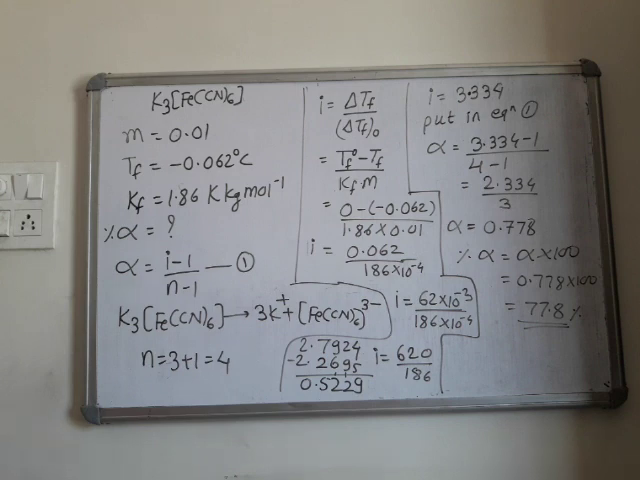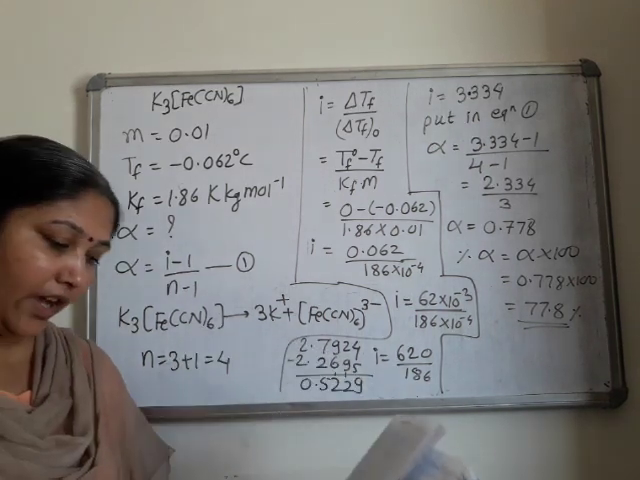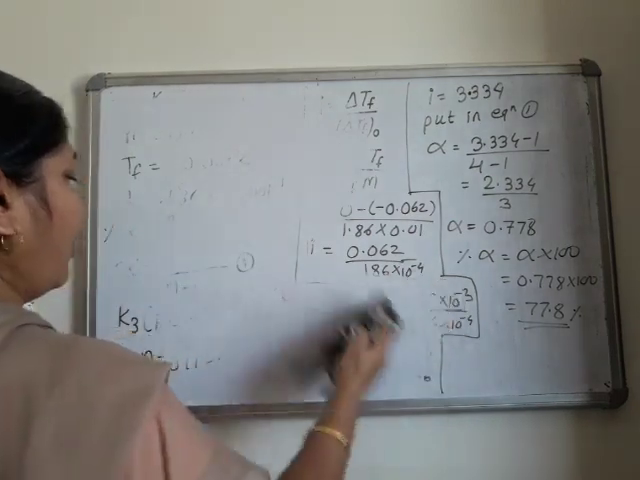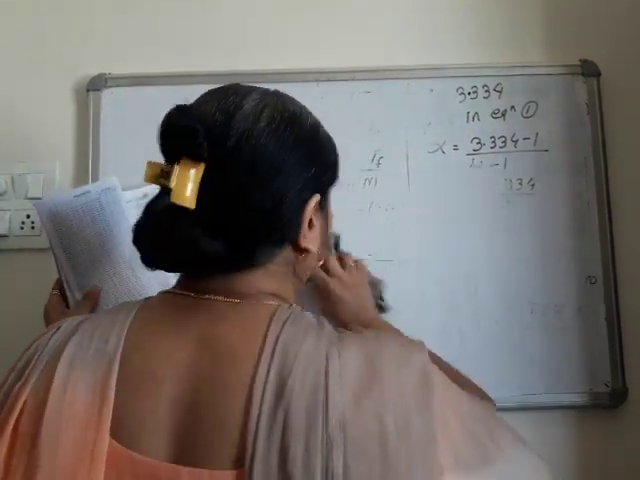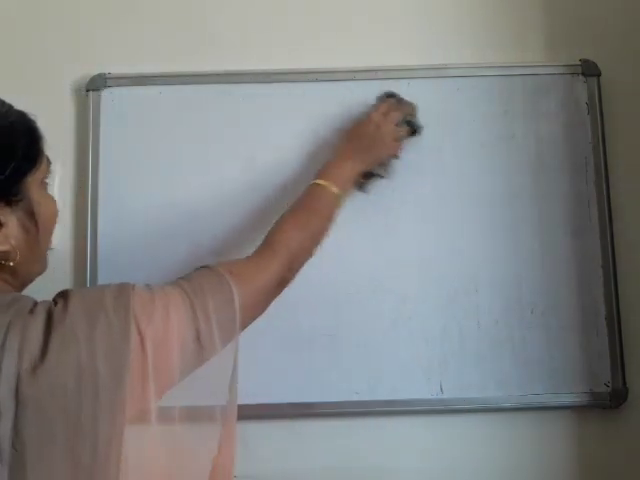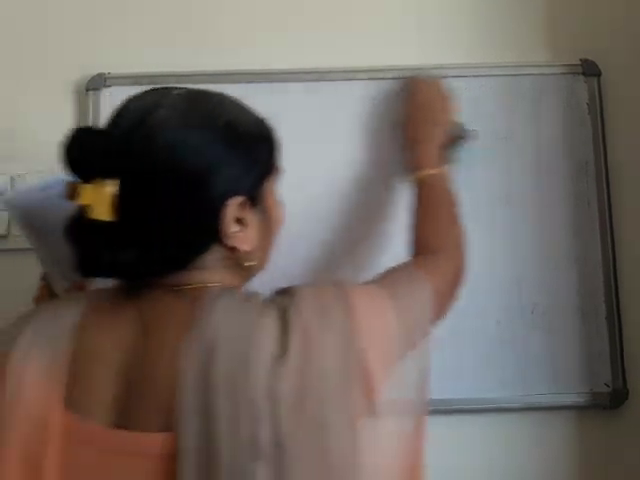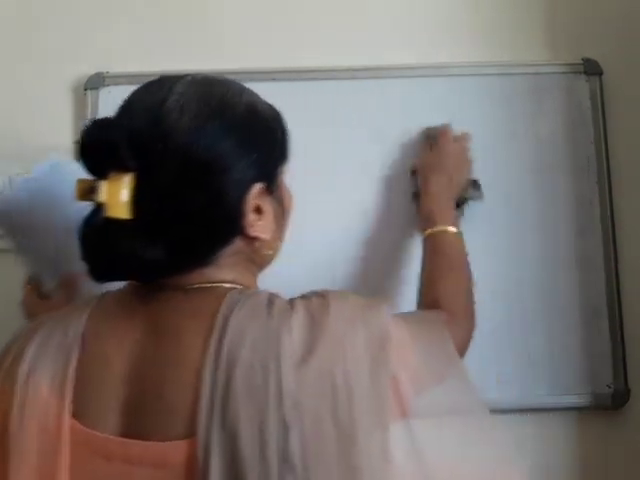See the next question. Take down: 19.5 gram of monofluoroacetic acid was dissolved in 0.5 kg of water.